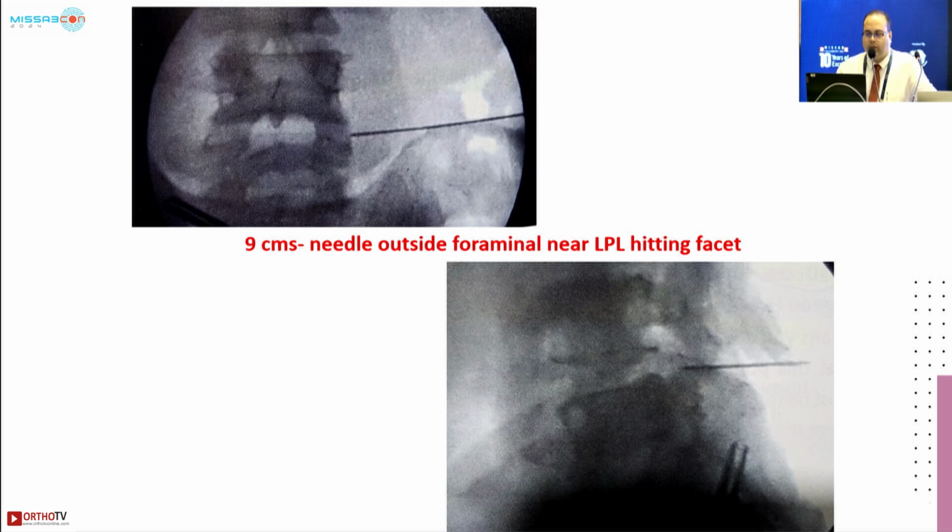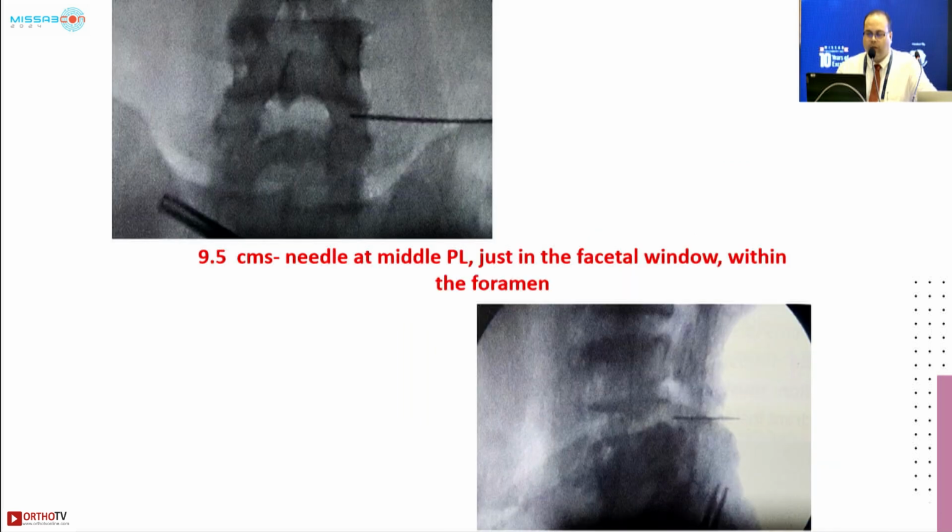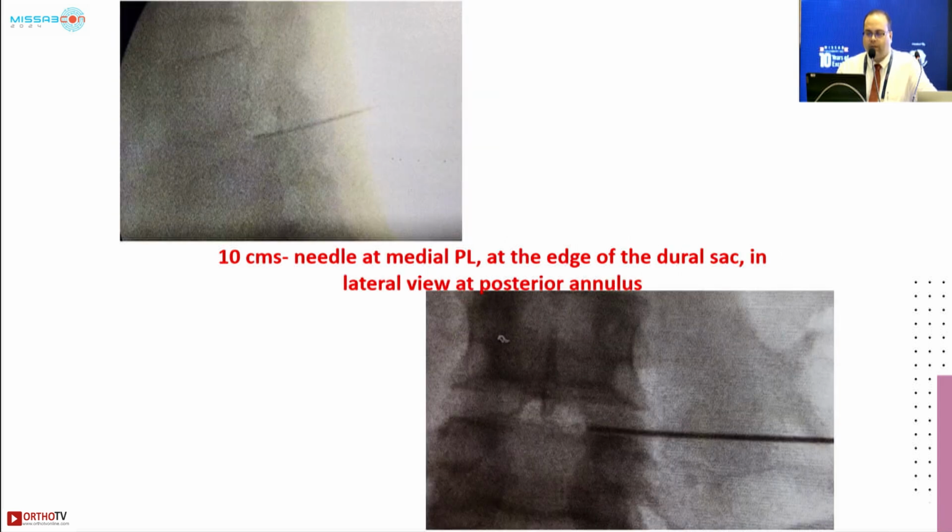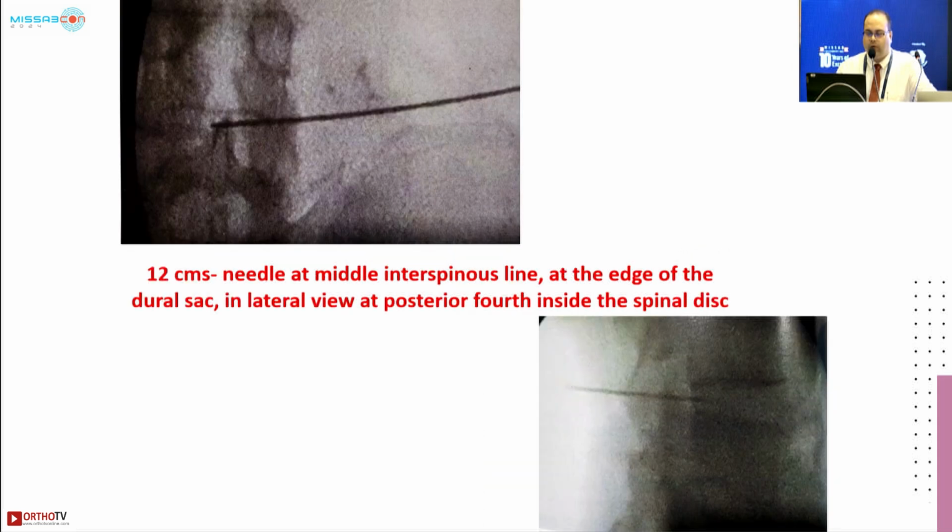At 9 centimeters we are at the lateral edge of the facet and into the facet joint, and at around 9.5 centimeters we are at the mid pedicle line and we are into the foramen, and at 10 centimeters we are at the medial pedicular line and we are just in the posterior annulus at the point where we infiltrate and give local anesthesia. And here at 12 centimeters it is almost near the midline, whereas in the lateral view it is in the posterior 1/3 of the annulus.